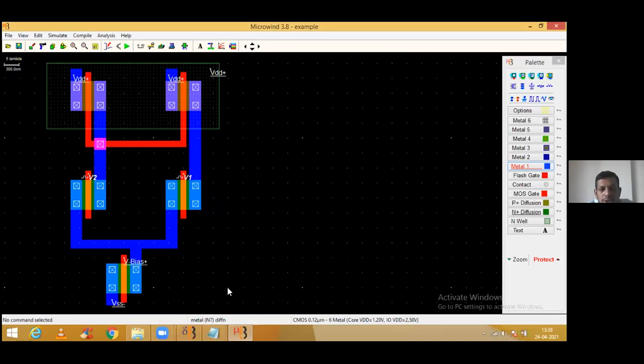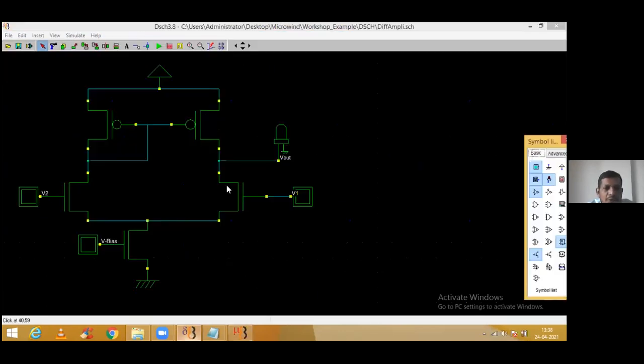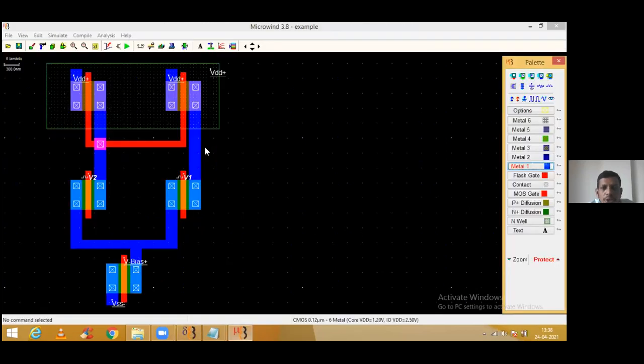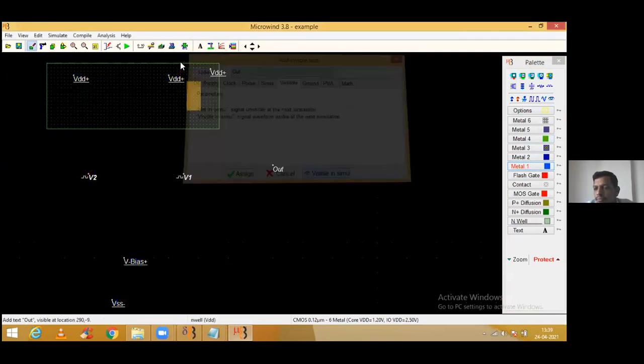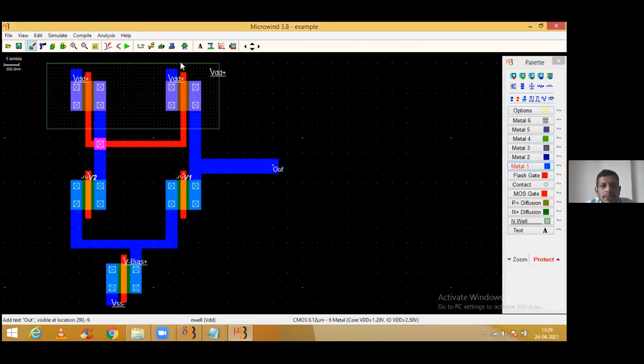Is there any issue? Is there any understanding difference what we are having over here? Nothing, only the V out we need to mention like this. So I'm taking V out from this end, and a visible node I'm assigning over here. So that will be out that we can call. I hope everybody is getting this. Please. Now try to simulate this one.